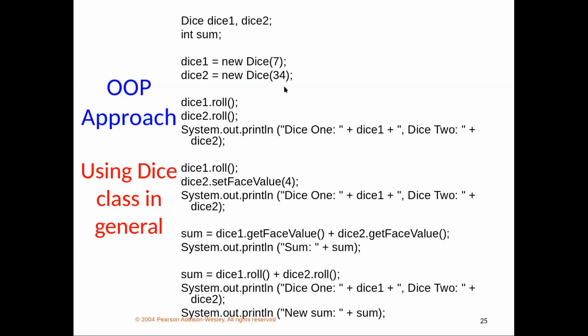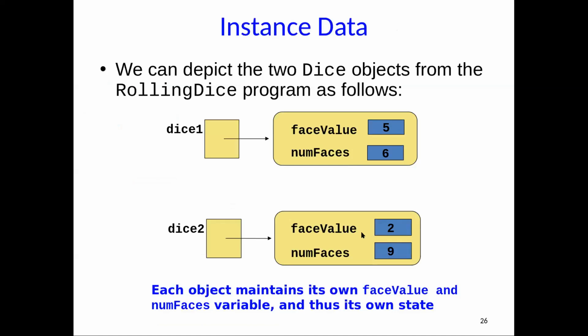There is a different example where they are taking 7 sides and 34 sides and rolling them a few times and printing the value of the two faces. I'll skip it quickly. So this is a pictorial representation of the objects.